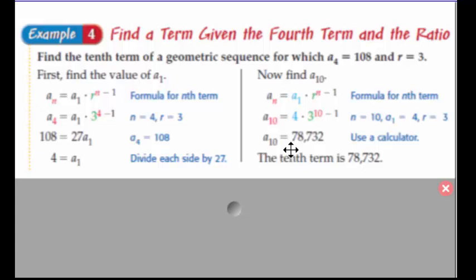Think about the COVID-19 virus. Think about the growth pattern of that. Exponential in its growth, just like a geometric sequence.